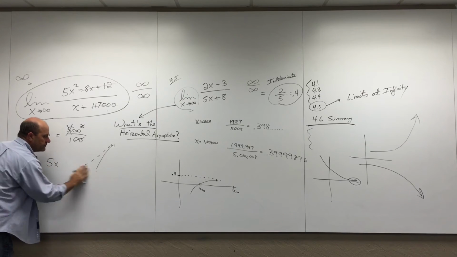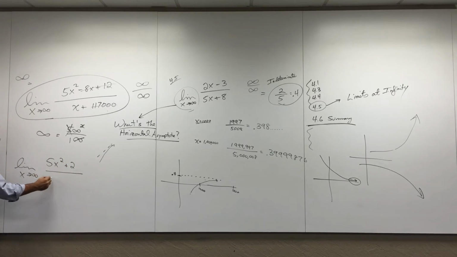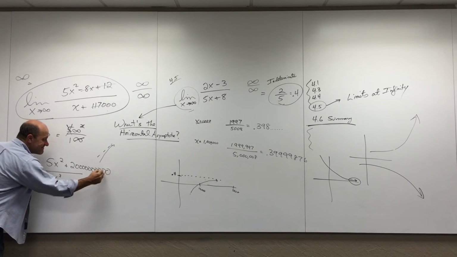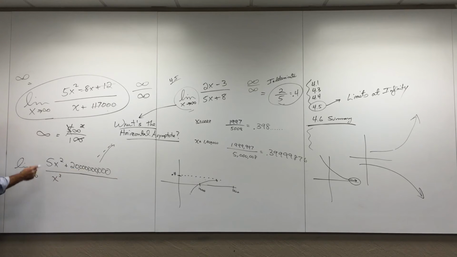5x squared plus 2 over x cubed. No. 5x squared plus 2 million. That's more than 2 million. 20 trillion. 5x squared plus 20 trillion over x cubed. All right, step 1 of doing limits. Plug it in. Okay, here we go. We plug it in. Infinity squared times 5. Infinity plus 20 trillion. That's still just infinity. In fact, the 20 trillion is insignificant.